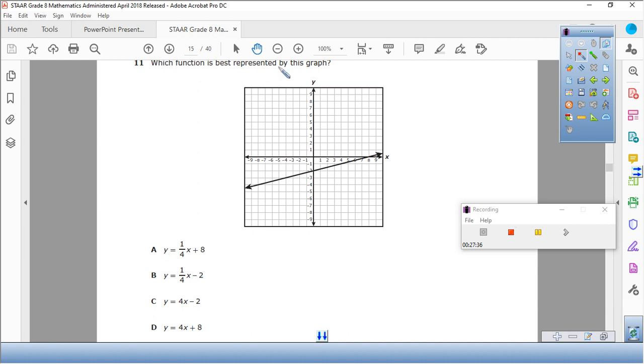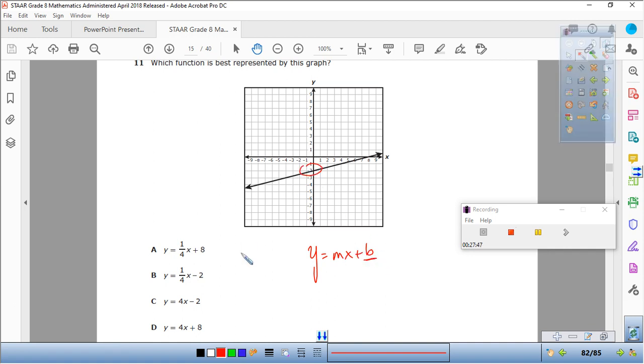Which function best? Okay, this one's very easy, guys. Remember, it's always y equals mx plus b. This is your y-intercept. Your y-intercept here is -2, so out, out. Your slope is very flat, so it's this one. The way it goes: rise 1, run 1, 2, 3, 4. So you rise 1, run 4. Remember, it's your rise over your run.